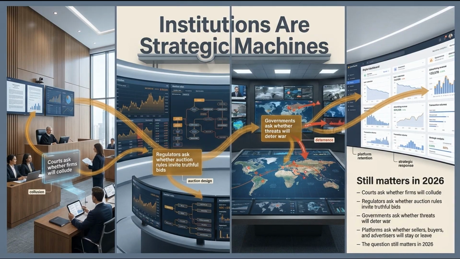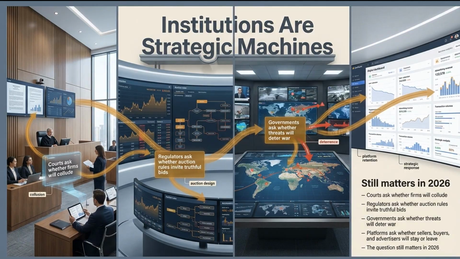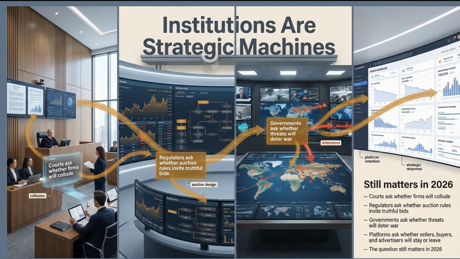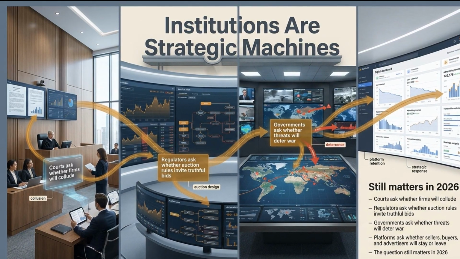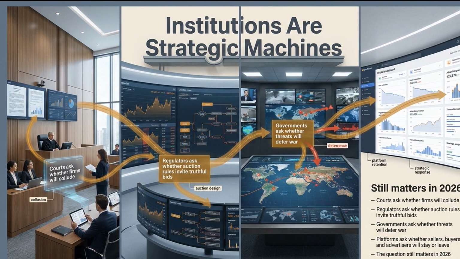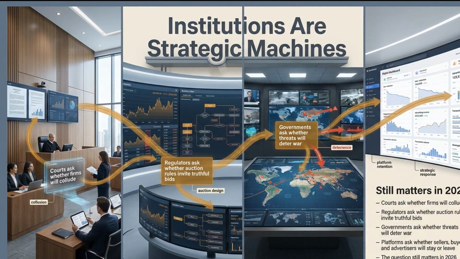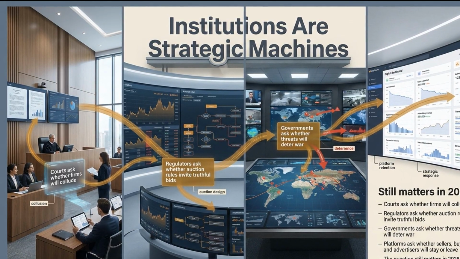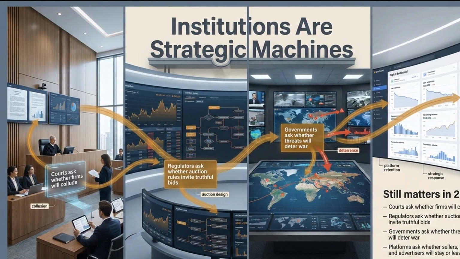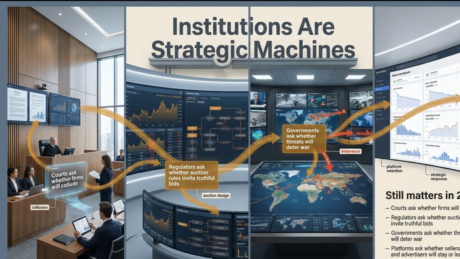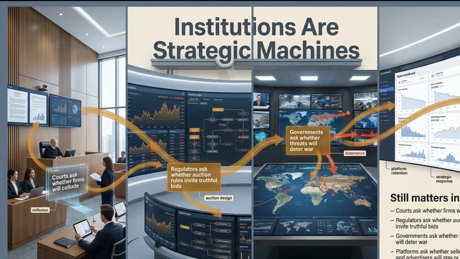Platforms ask whether sellers, buyers, and advertisers will stay or leave. In each case, the question is not, what should one person do? The question is, what outcome can survive everyone's incentive to move? That question still matters in 2026. It matters in chip wars. It matters in cloud pricing. It matters in ad auctions. It matters in social networks. It matters in trade policy. It matters in every market where a few players watch each other closely.